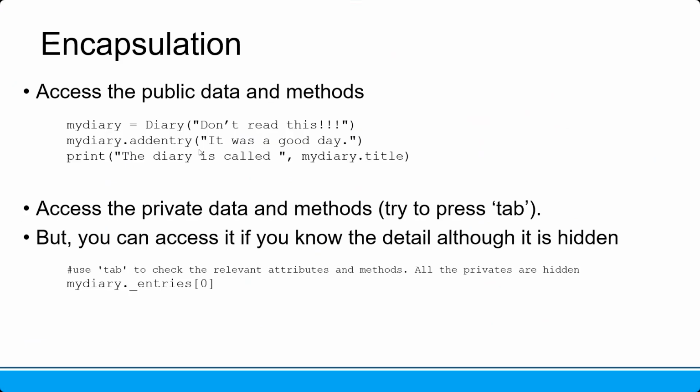Whenever I want to access the data from the class, let's say I want to create a new diary and the title is "Don't read this." I can add the entry. Adding the entry means the detail of the diary: "It was a good day." Then I can just call the diary with the title.